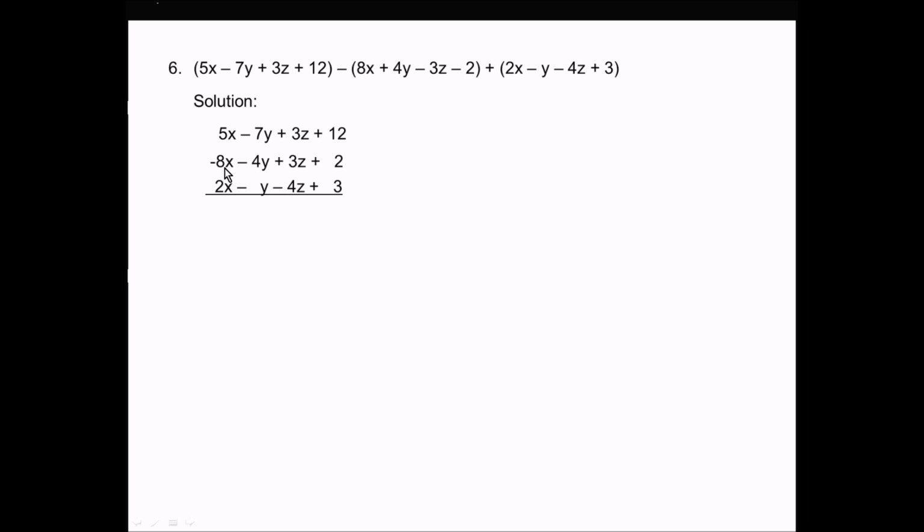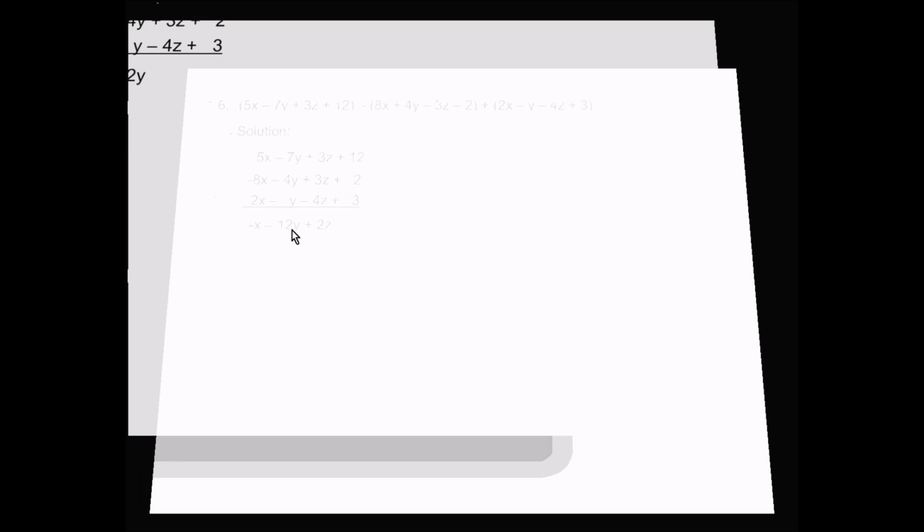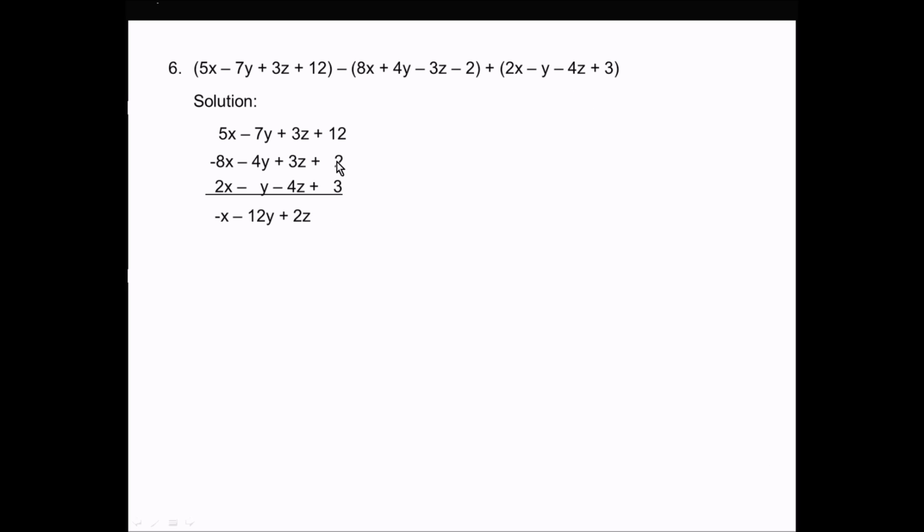Okay, starting with the x. 5 minus 8 is negative 3. Negative 3 plus 2 is negative 1. So negative x. Again, don't write negative 1x. It's not simplified. Minus 7 minus 4 is minus 11. Minus 1 is minus 12y. 3 and 3 is 6. Minus 4 plus 2z. 12 plus 2 is 14. Plus 3 is 17. And that's our final answer.